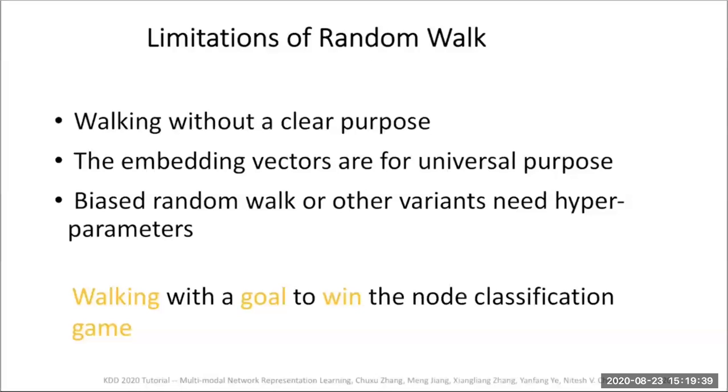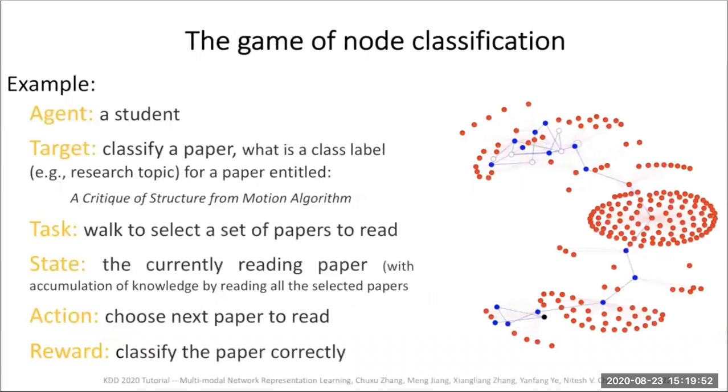So next, I'm going to introduce another work that considers the node classification as a game. And the random walk is for working with a goal to win the node classification game. The agent here is a student. And the student wants to classify a paper assigned, for example, by a professor. And the student is new in the field. And the student can read a set of papers to help the classification task.